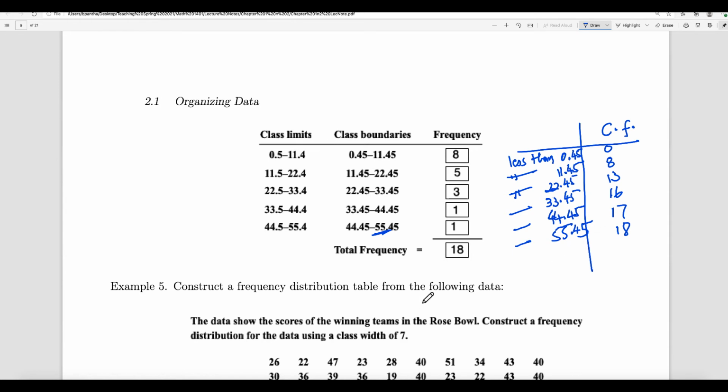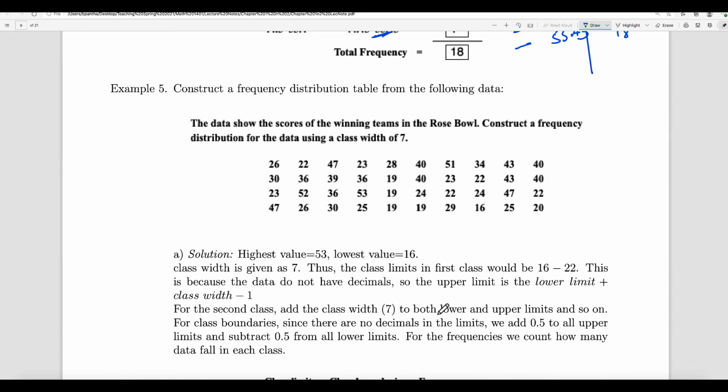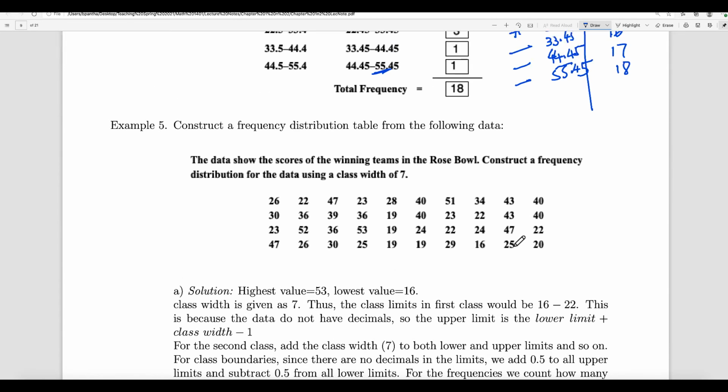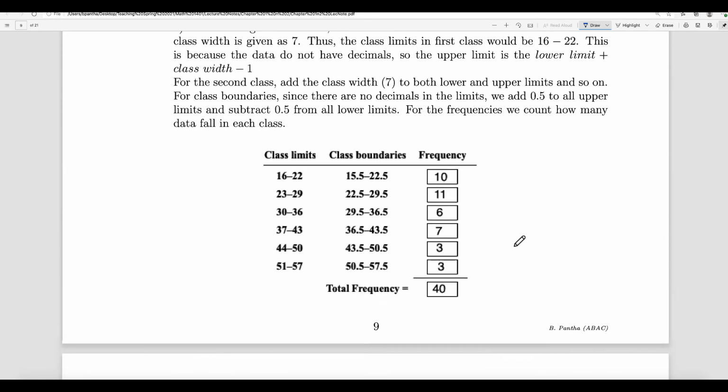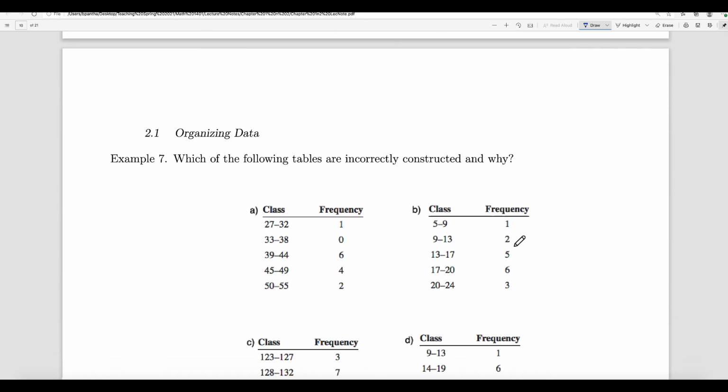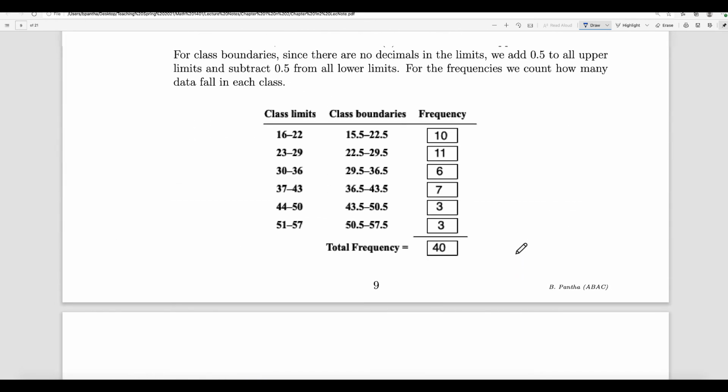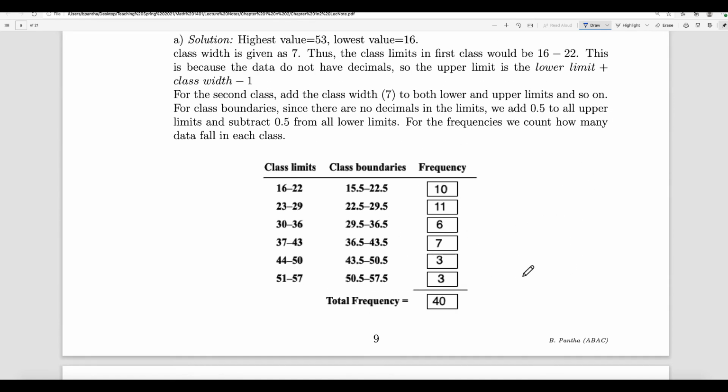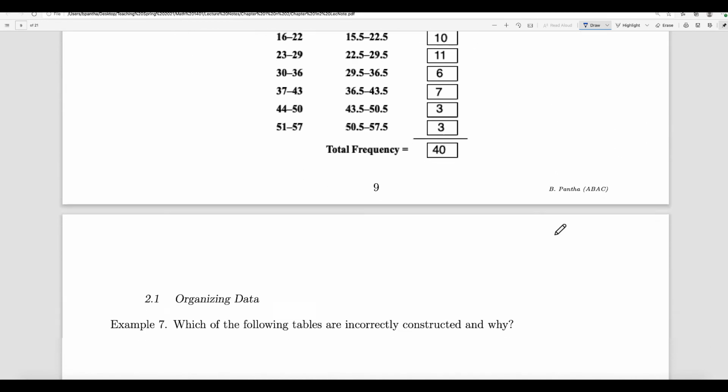Okay, guys, this is what you do. This example is very much similar to example 3, so you do that by yourself. Actually, I have done it here. I have done how to do all this frequency, but you can do the cumulative frequency as well on the side there. So how does that look? Less than 15.5 will be 0, less than 22.5 will be 10, and the next one will be 10 plus 11, the next one will be that plus 6, and so on.